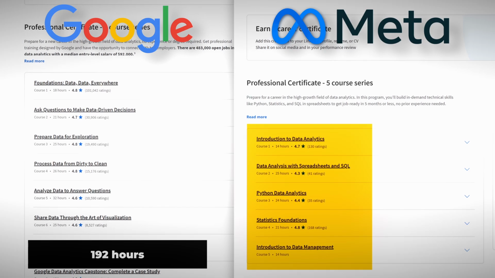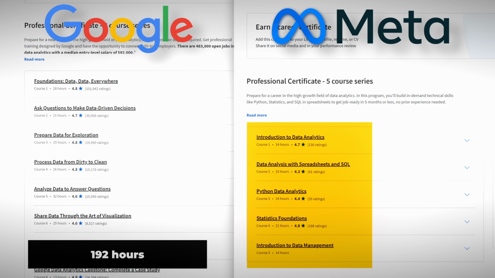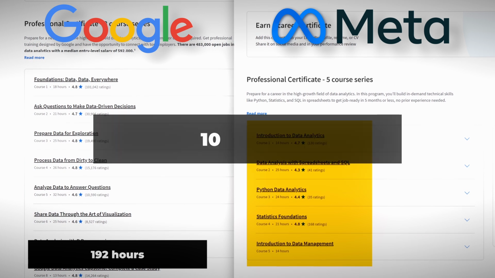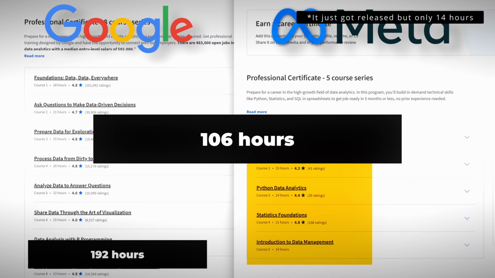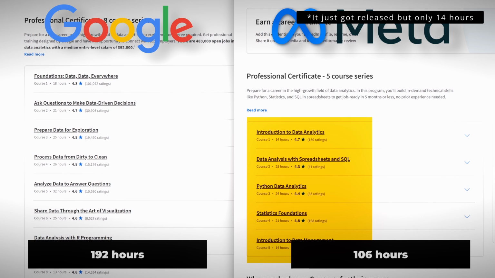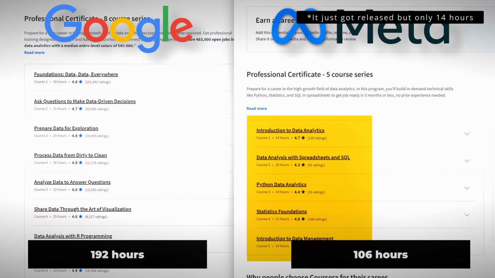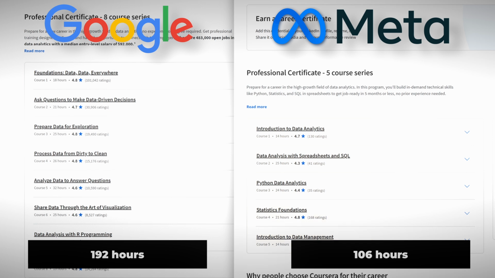Now, I will say that most people tend to complete it way faster and cut this time in half, but it's still very interesting. Because when you go further and you look at the Meta certificate, and you take all the courses and add them up together, it's way less. The final course has not been released yet, so I just assume that it's 22 hours, which is pretty similar to other courses. But here, the total length is only 106 hours.